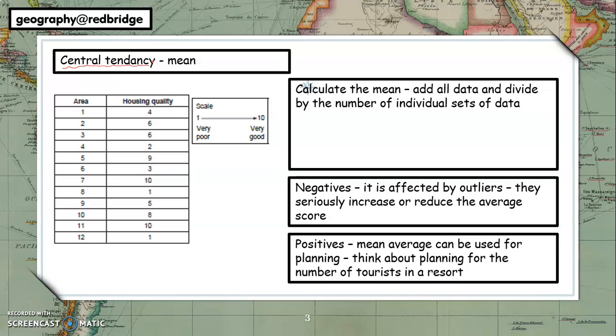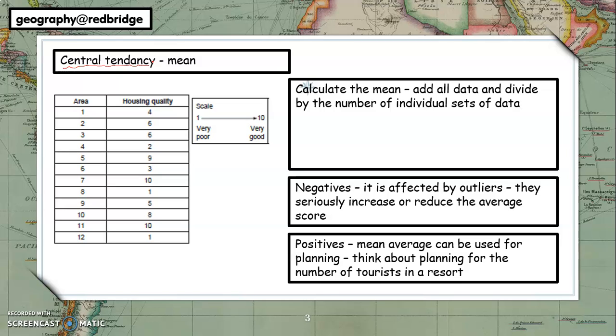Now, in this instance, we have a series of 12 areas of a city. Each of those areas has been given a housing quality rating from 1, which is very poor, up to 10, which is very, very good. What we need to do is understand what the average rating for houses in this particular city is. If you get this question in an exam or something similar, you don't need to know the city, you don't need to know how they grade them, you're interested only in the data.